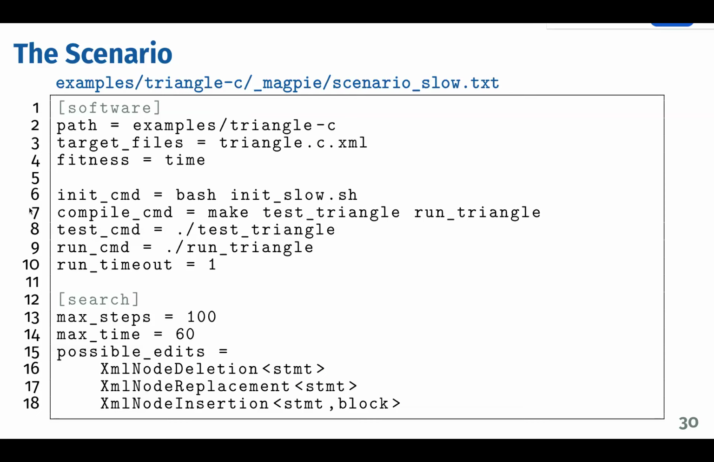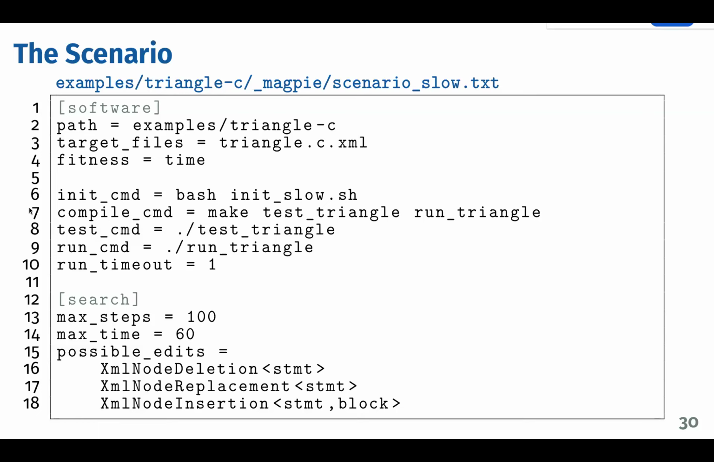So the scenario is simply, where is the triangle C software in the example folder? Which file do we want to improve? Triangle.c.xml. We will improve time, and we will use 4 commands. One which is bash init slow, so that we can introduce the bug. I will show you that file. And to compile, we'll just call make to make test, so the test suite and the benchmark. And the test command will be running the test suite.